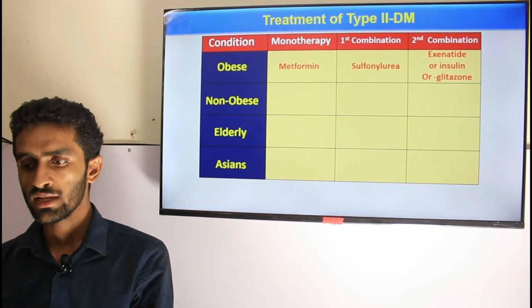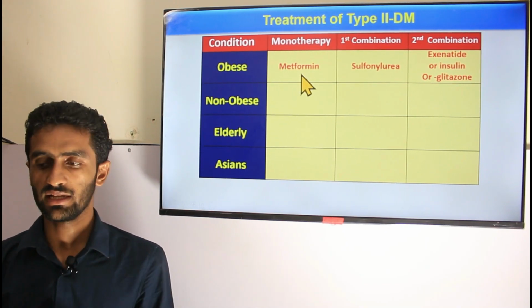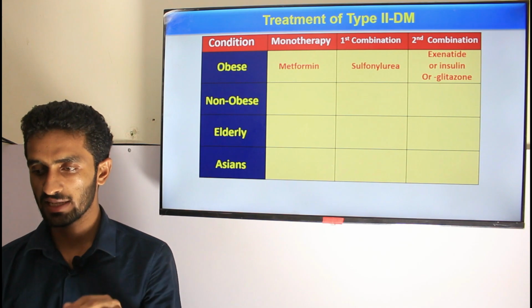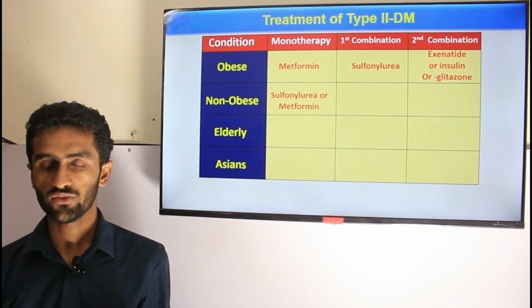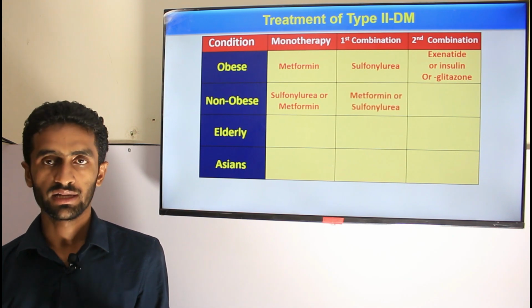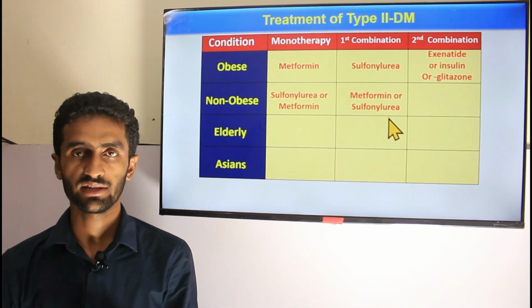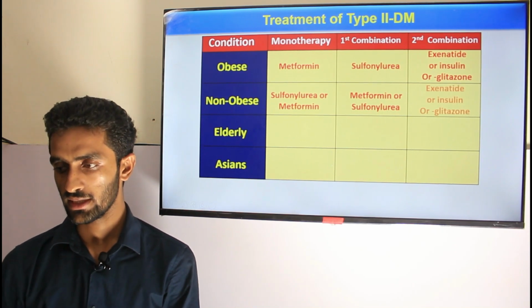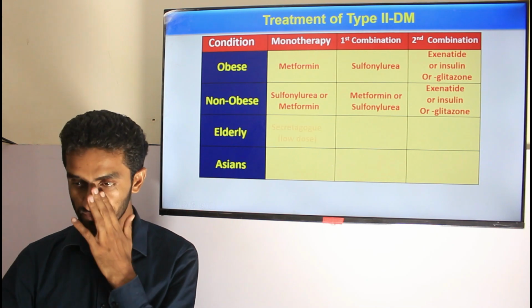Okay, sulfonylurea will be no problem because metformin decreases the weight. Okay, so this can be balanced. So for non-obese, you can use sulfonylurea or metformin. So if you are using the sulfonylurea in the advanced stage, you go for metformin, and if you are already using metformin, then you add the sulfonylurea. Okay, in the second combination, you can use any of these drugs.